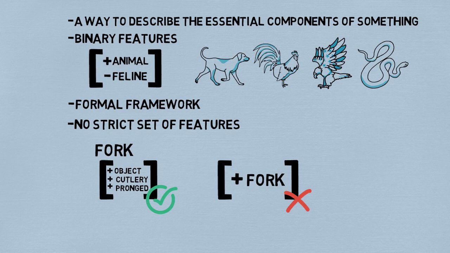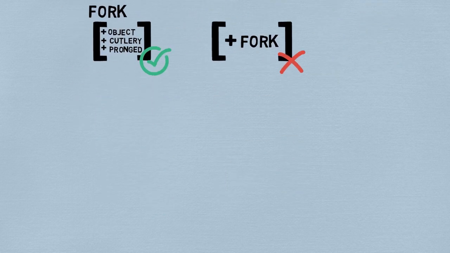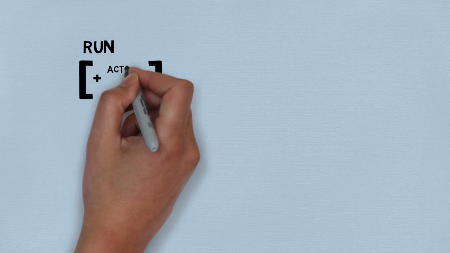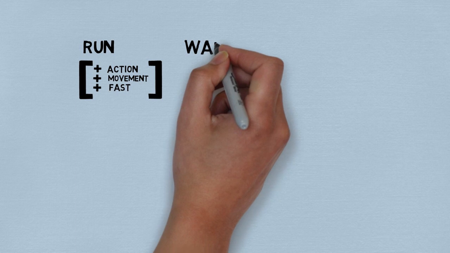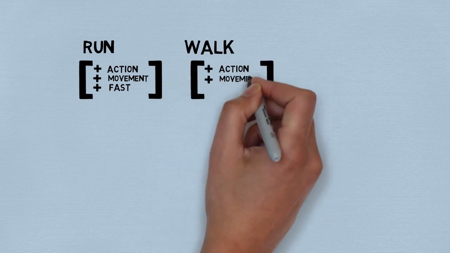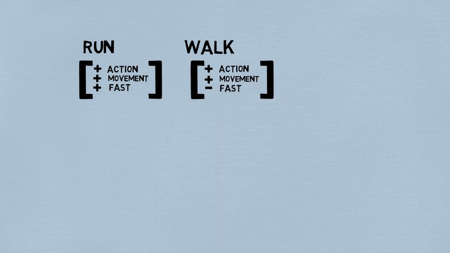The previous examples have all been nouns, but I want to be clear that this can apply to verbs or adjectives or adverbs or any part of speech. For example, the word run might be decomposed as plus action, plus movement, plus fast, while walk would be something like plus action, plus movement, minus fast. You might be thinking, could I use plus or minus slow instead of plus or minus fast? And the answer is yes.